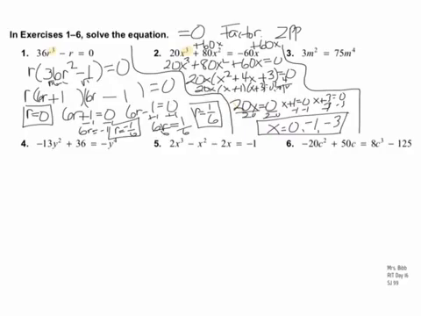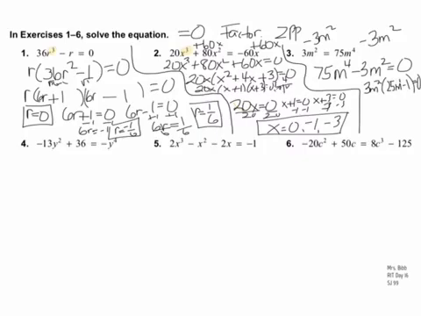On to number 3. I'm going to subtract 3m squared. I chose to do that because my larger degreed variable is on the right hand side. I'm actually going to use the symmetric property of equality and go ahead and write it this way: 75m to the 4th minus 3m squared equals 0. Greatest common factor, 3m squared. When I factor out 3m squared, I'm left with 25m squared minus 1.